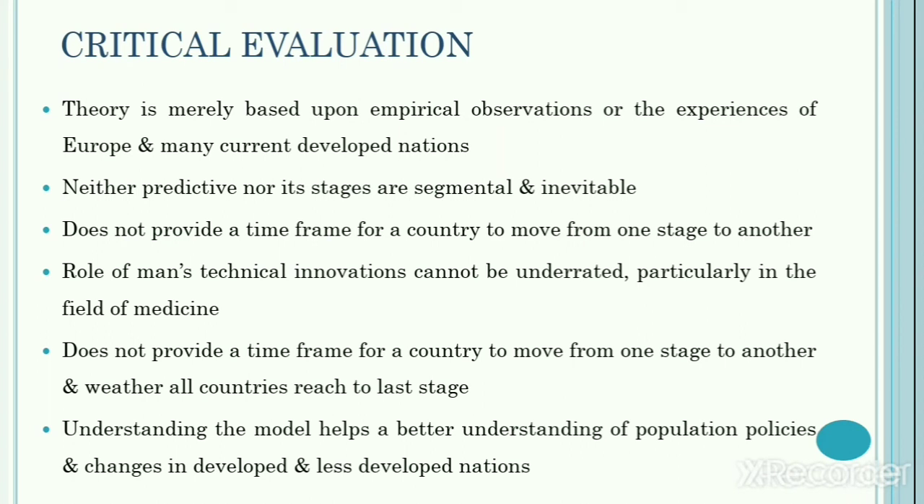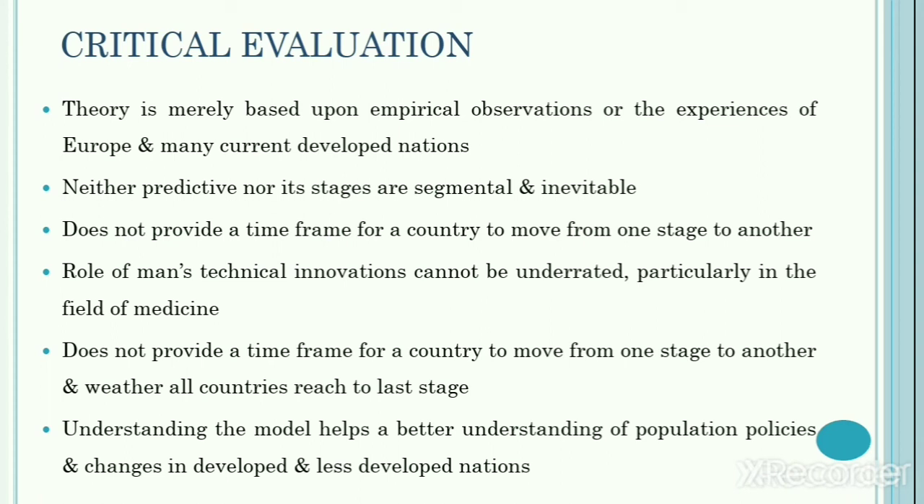Thirdly, the role of man's technical innovations cannot be underrated, particularly in the field of medicine, which can arrest the rate of mortality. Also, they have not provided the role of the agricultural revolution in this theory. The model does not predict whether all the countries will reach stage 3. Also, they were not able to provide a time frame for a country to move from one stage to another stage.